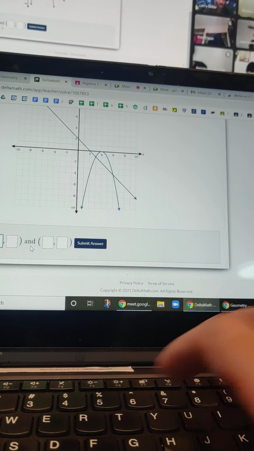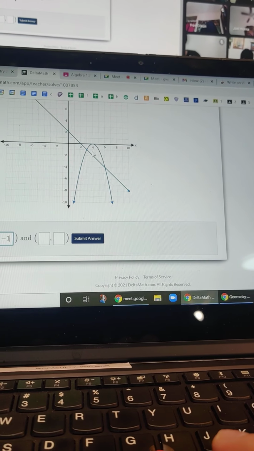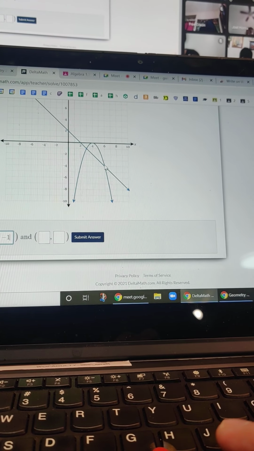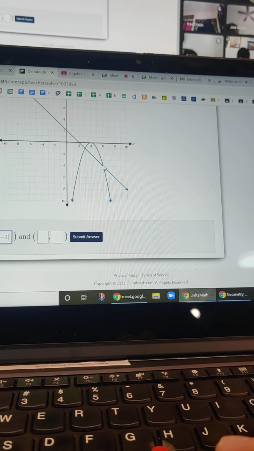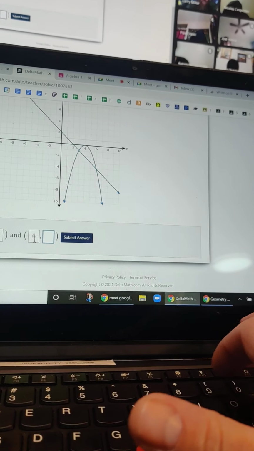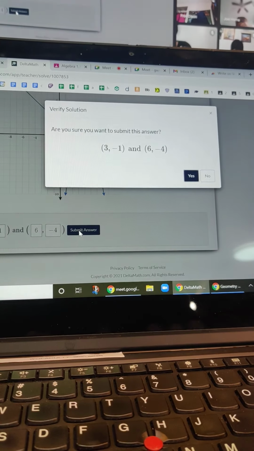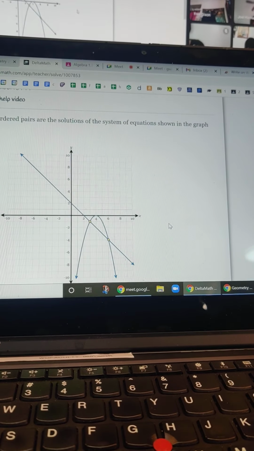3, negative 1. That's this point right here. The other point is over here where they intersect. That's a solution: 6 comma negative 4. Those are the two solutions to this set of equations, this system of equations. And that's it.